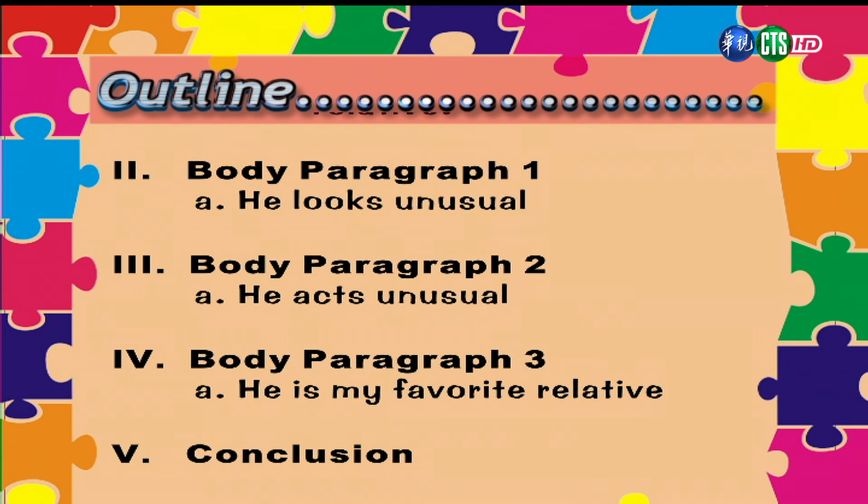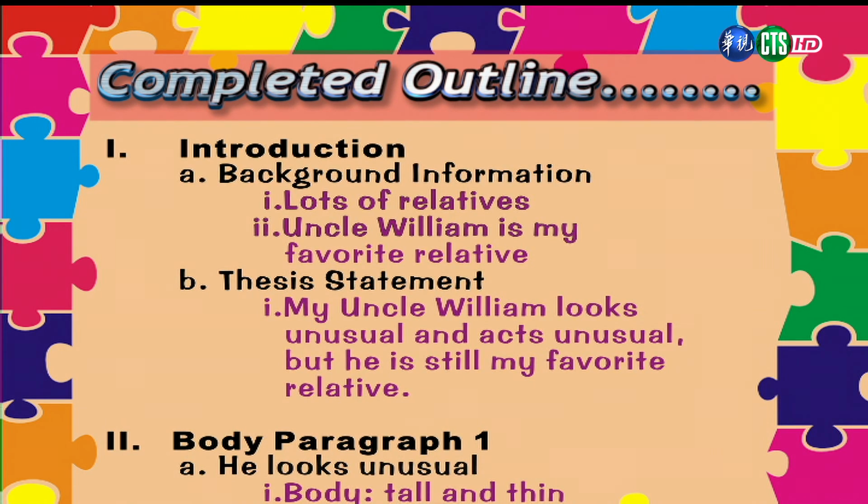Body paragraph 1 is about how he looks unusual, paragraph 2 is about how he acts unusual, and the third body paragraph is details about how he's the favorite relative. We're not going to worry about the conclusion now, but we can go back and start to add details about the body paragraphs.